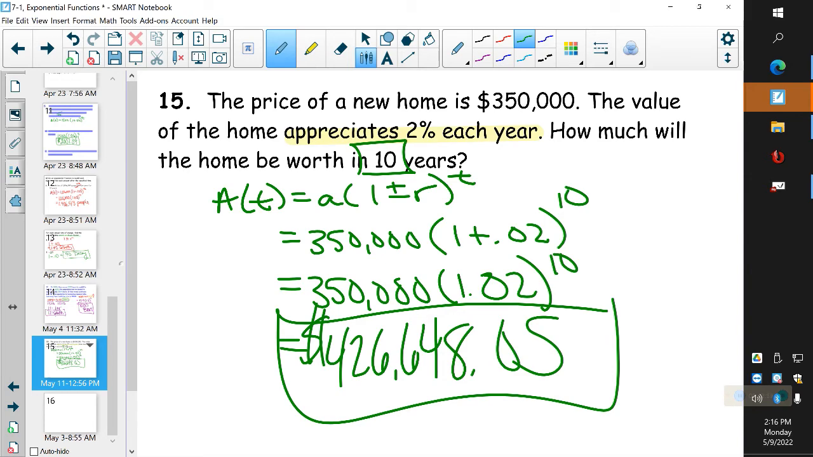Any questions over tonight's assignment? Do you see the relevance in it and how important it is to understand this stuff? Okay, you guys are on your own.